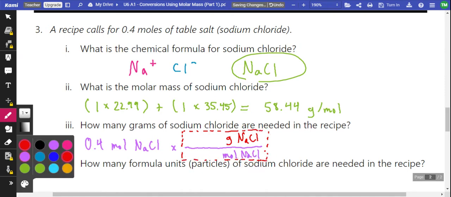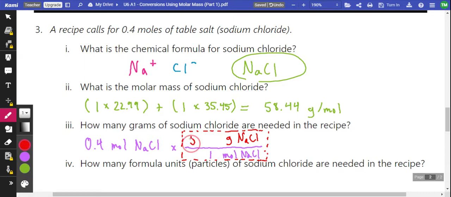So in 1 mole of something, in this case sodium chloride, I have 58.44 grams of sodium chloride. 58.44. My moles units should cancel out, and I should be left with grams of NaCl instead. So I take 0.4 times 58.44 divided by 1.